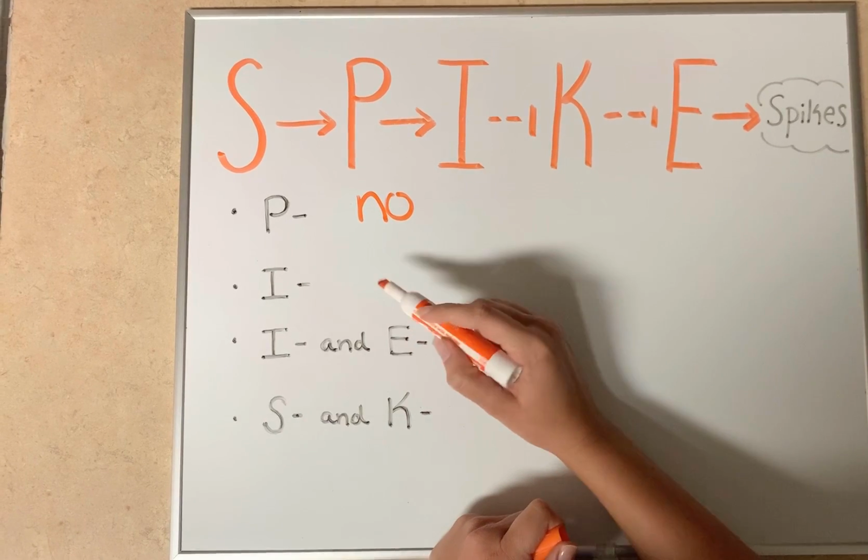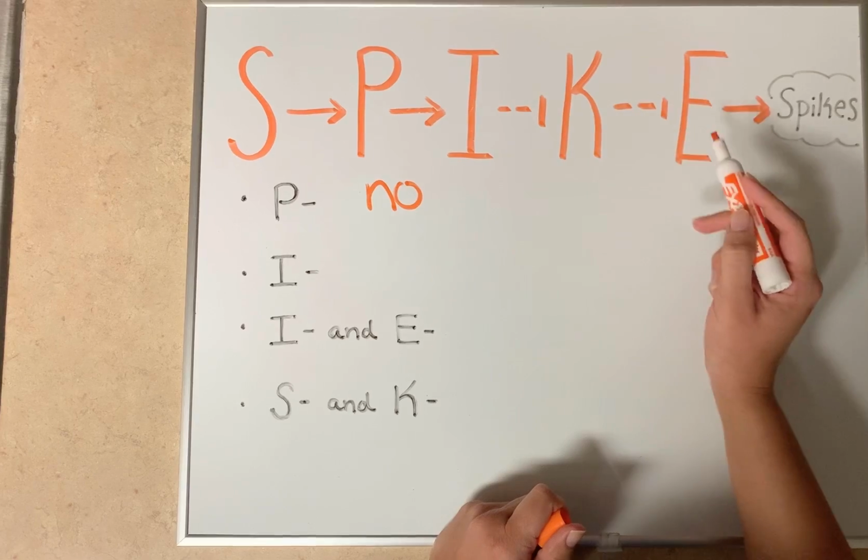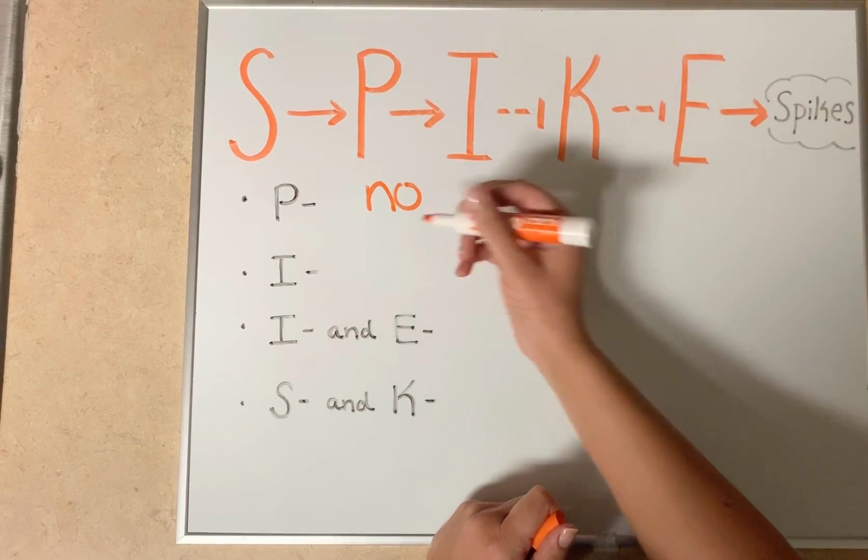Now we have a mutant in the I allele. Without the I gene product, it cannot inhibit K, which inhibits E and again stops the spike production.